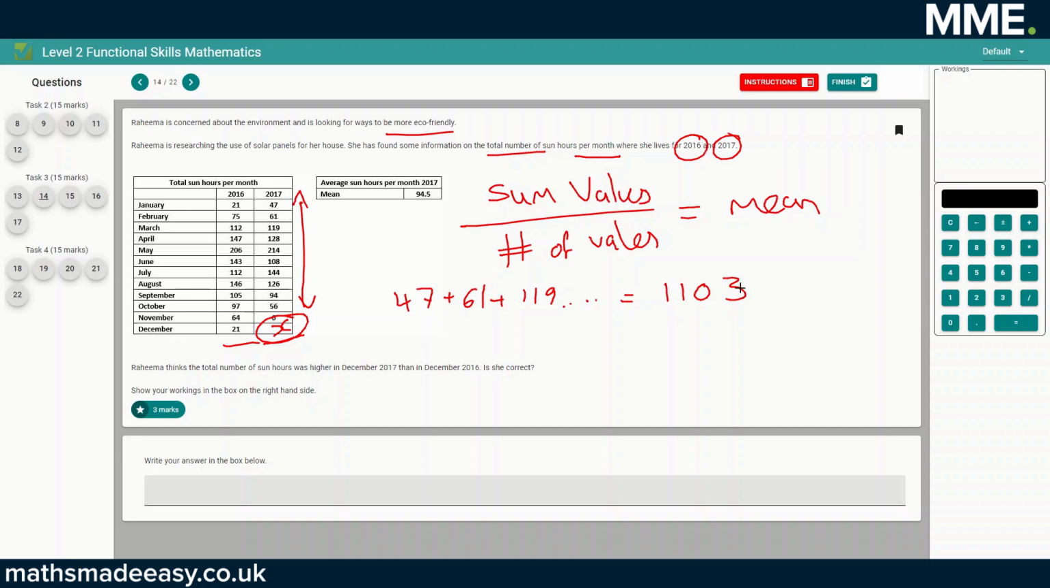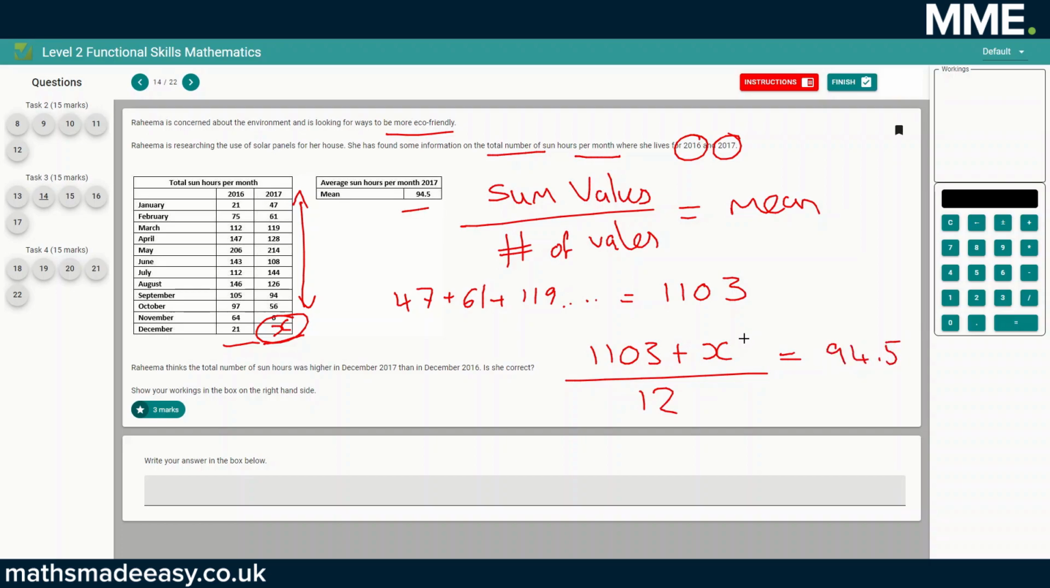So this is the total number of hours excluding December, and then we're going to write December value as that. So we're using X, but that's just a representation. X is just a number. So then over the total number of values, which is 12, and this is equal to the mean, which we're told up here is 94.5.